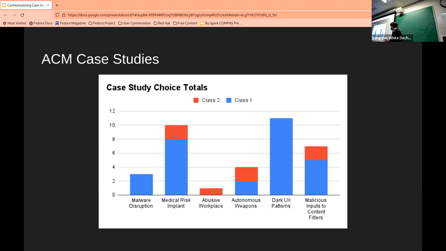Almost no one was interested in the abusive workplace case, but I think it is important to note that how you and your team work together, and understanding those dynamics, is going to be a big part of your project. So making that as healthy as possible is going to be really, really crucial.